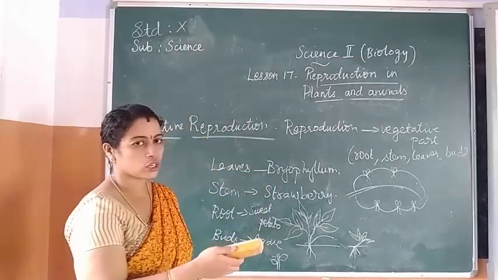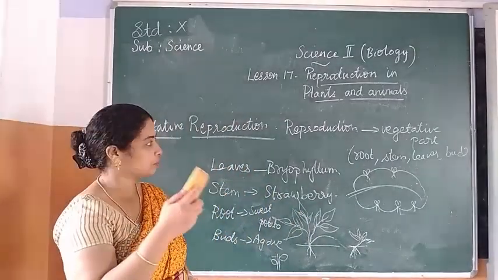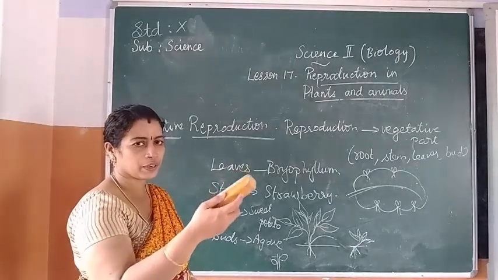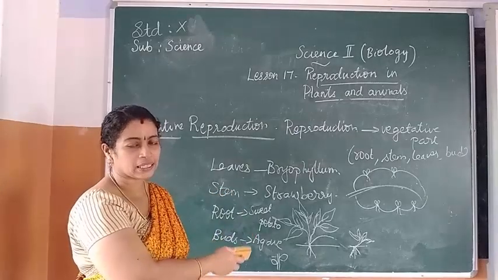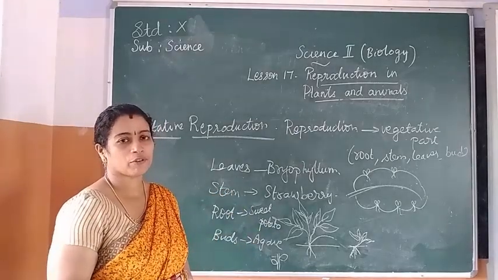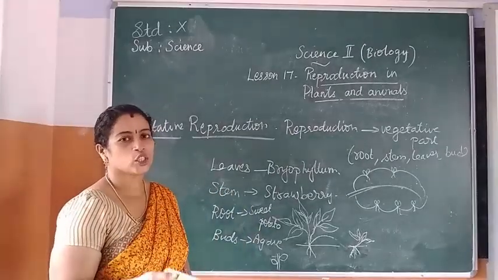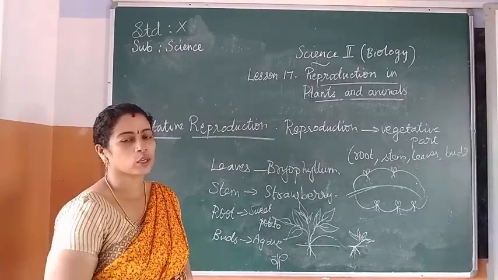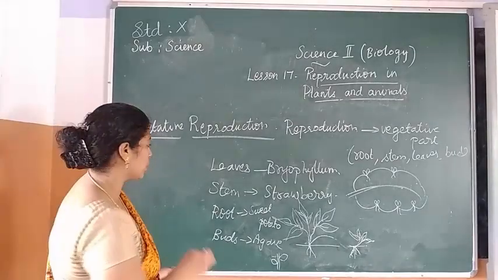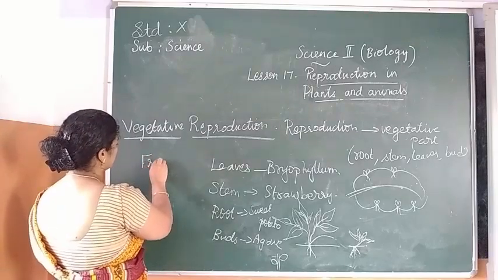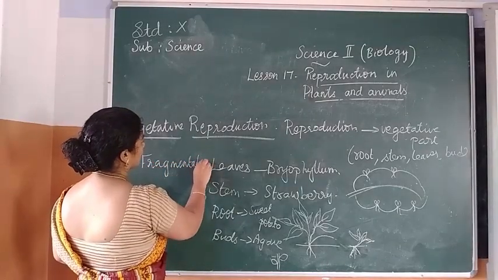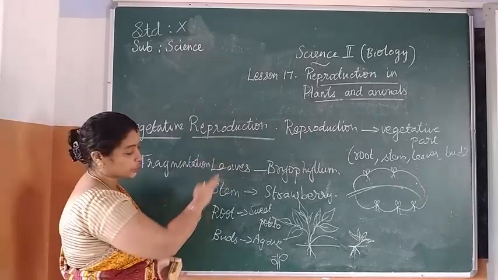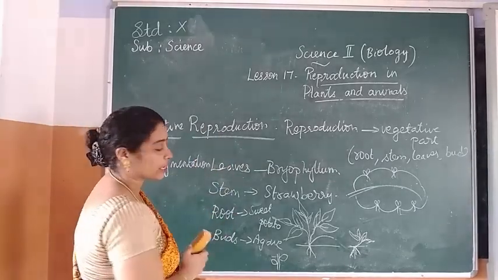So, vegetative reproduction among microorganisms, all of this takes place in plants. When you look at algae, bryophytes, etc., vegetative reproduction takes place by the following process. The first one is fragmentation. So these are all vegetative reproduction in higher plants.